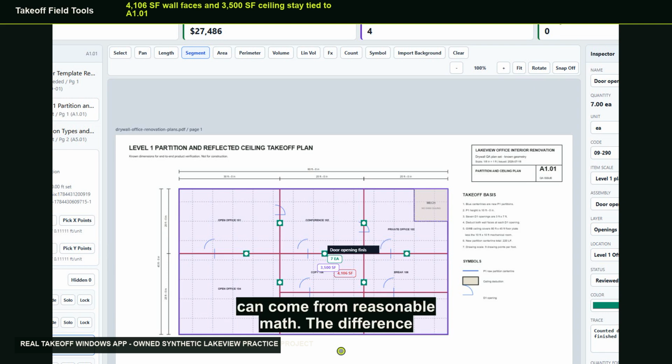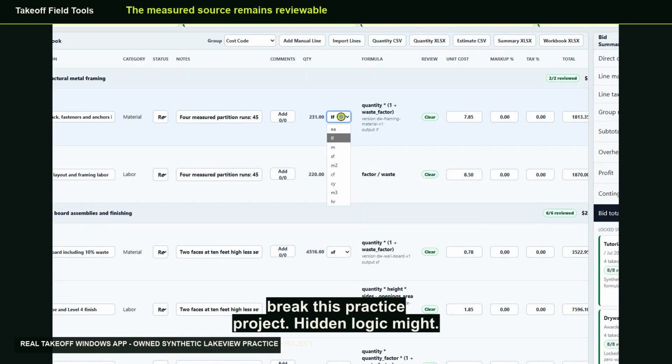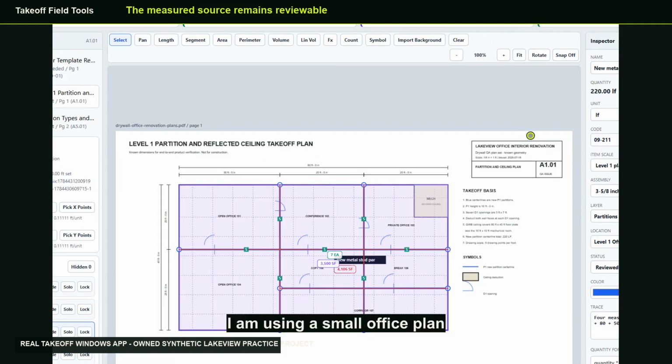Both answers can come from reasonable math. The difference is whether you pool everything before rounding or keep the wall and ceiling work separate. One sheet will not make or break this practice project. Hidden logic might. I am using a small office plan in Takeoff. It is a practice job, so the quantities are controlled and the prices are not customer data or a recommendation.